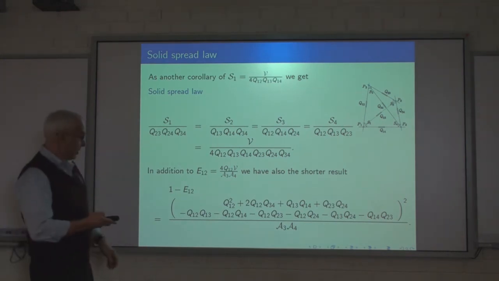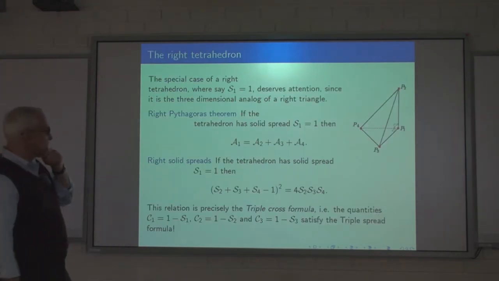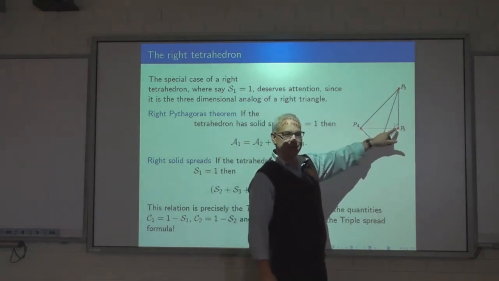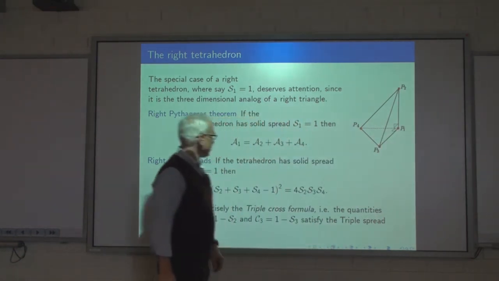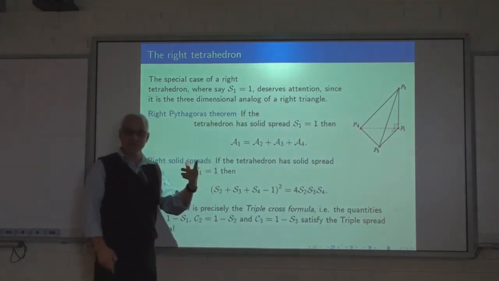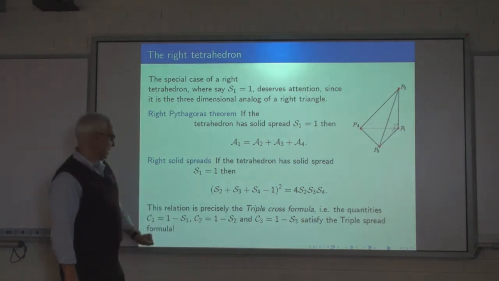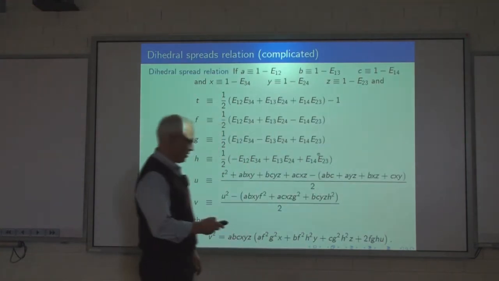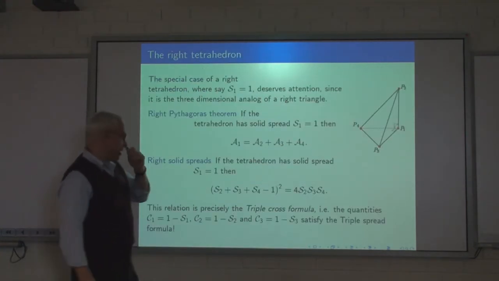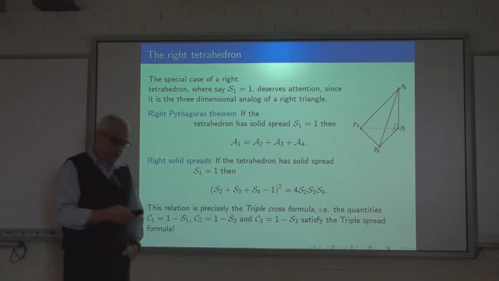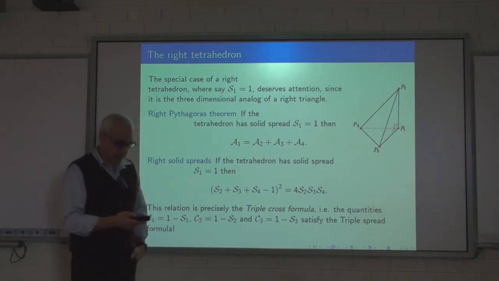Okay, there's some more formulas. Here's a few special cases. If you have a tetrahedron with a fully right vertex, then first of all, the quadrea of the face is the sum of the 3 quadreas. And secondly, the 3 solid spreads at S2, S3, and S4 satisfy this relation. In general, the 4 solid spreads don't form a relation, but here in this special case they do.